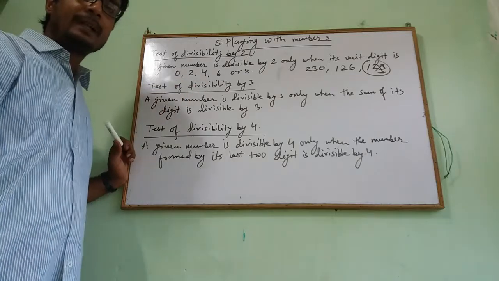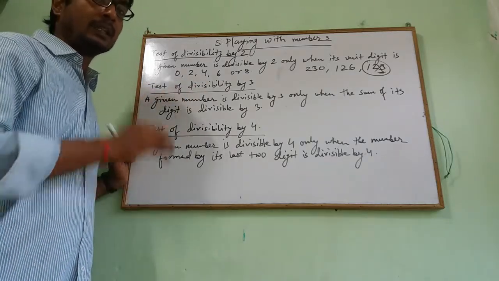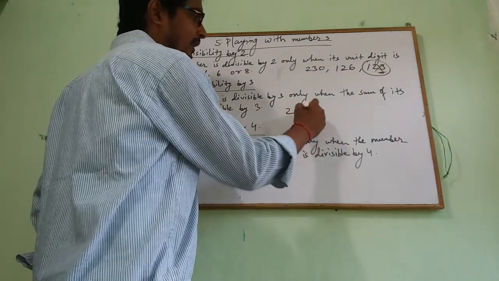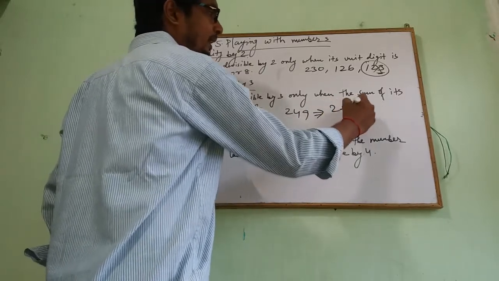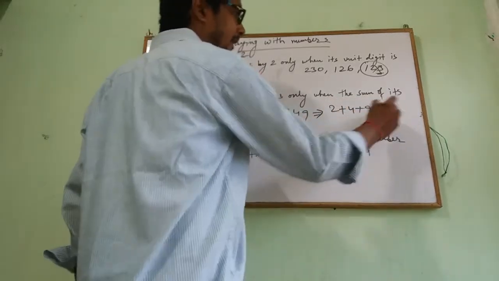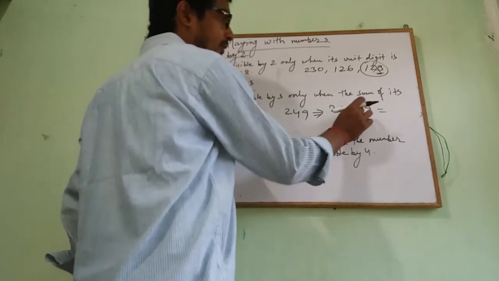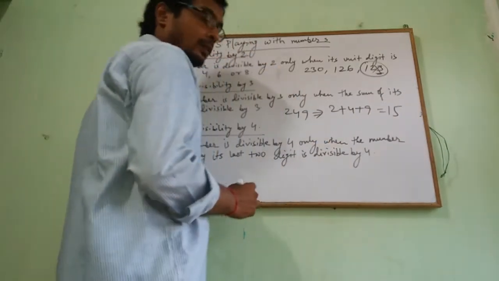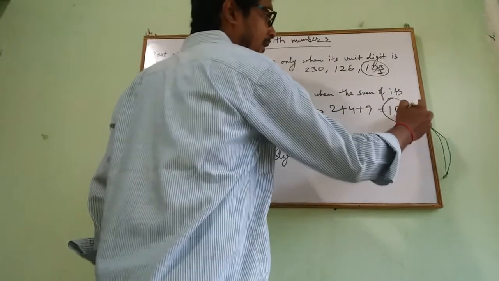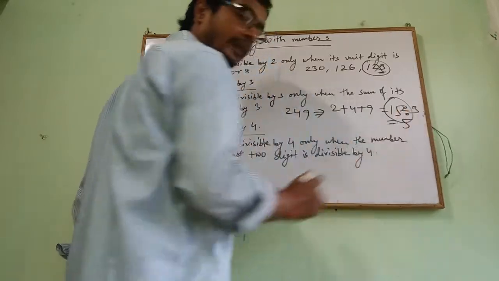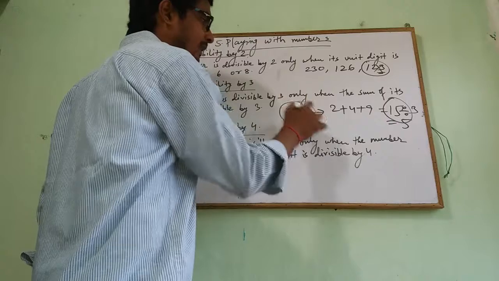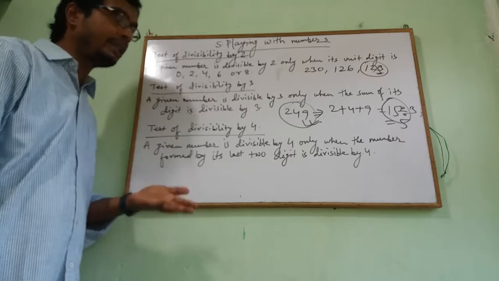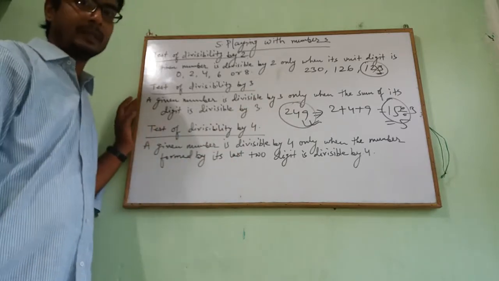A number is divisible by 3 only when the sum of its digits is divisible by 3. For example, if I will write 249, then the sum of the digits is 2 plus 4 plus 9, and that is what? That is 9 plus 2, it is 11, plus 4, 15. So 15 is divisible by 3. Yes, it is divisible by 3. That is 5. Hence 249 is divisible by 3. So a number is divisible by 3 only when the sum of its digits is divisible by 3.